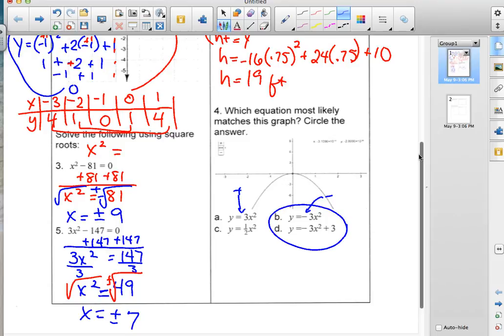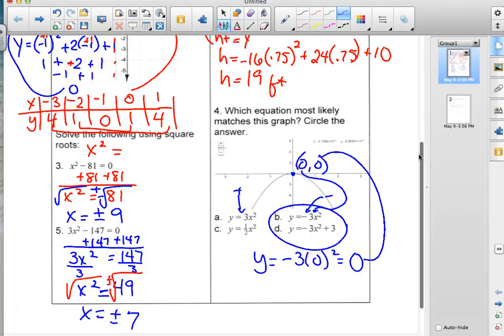To narrow it down further, let's try finding which equation would have that point. The coordinates are 0, 0. Well, if I plug 0, 0 into this one, if I put that x in here, 0 squared is 0, 0 times anything is 0. That's what gets me a y-coordinate of 0. So it would have to be b here. This one has that extra plus 3, which would take our parabola and shift it 3 units higher. So that one is not going to match.